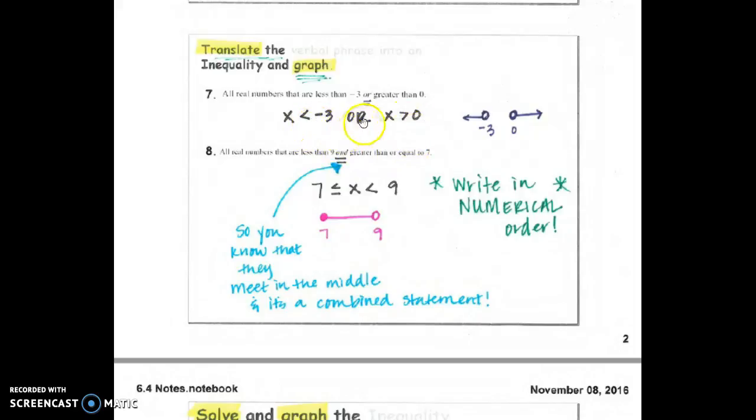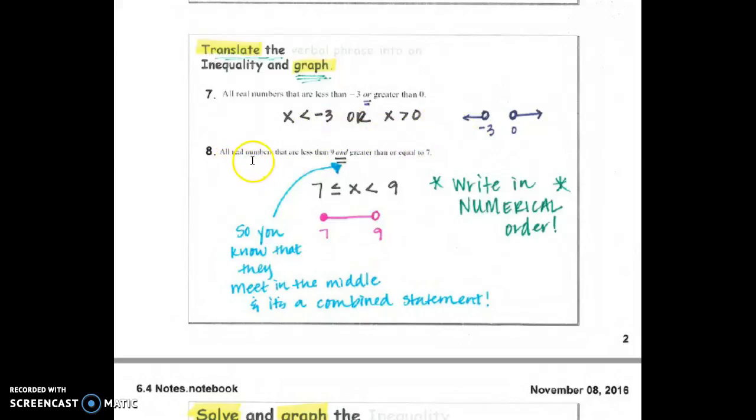X is less than -3 or x is greater than 0. You know your graph will head off in opposite directions because of the or statement. Open at -3 going left, open at 0 going right. Again, I can't stress enough, your numbers need to be in numerical order.